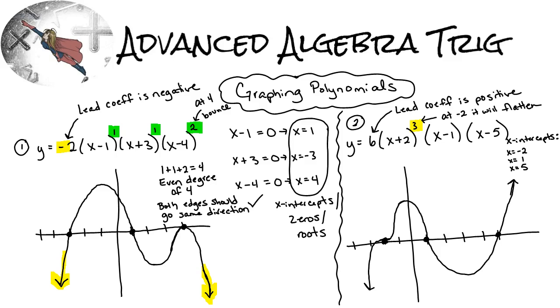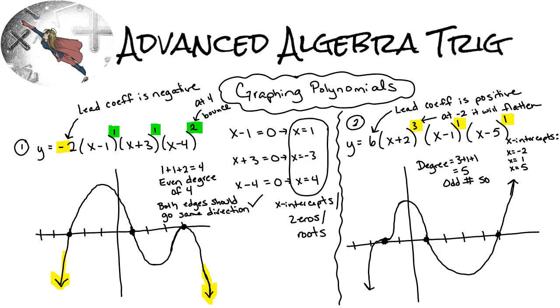And if we double check the edges, let's add up the total degree of this one like we did last time. x minus 1 had a degree of 1 because nothing was written. Same with x minus 5. So if I highlight all of the exponents, I have a 3, a 1, and a 1. So the degree is equal to 3 plus 1 plus 1, which is 5, which is an odd number.